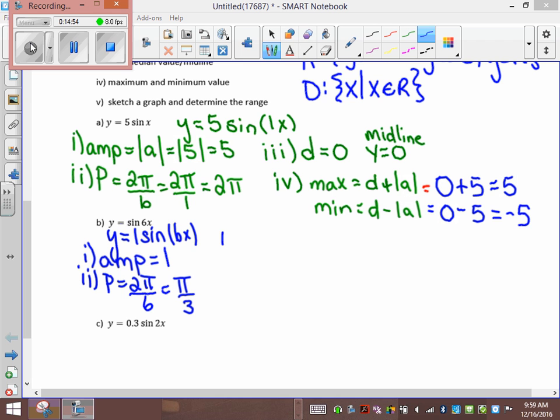Okay. Then 3. The median line, there isn't one. So D equals 0 again. It's not always 0. We're just starting off that way, right? The next page, it'll change.